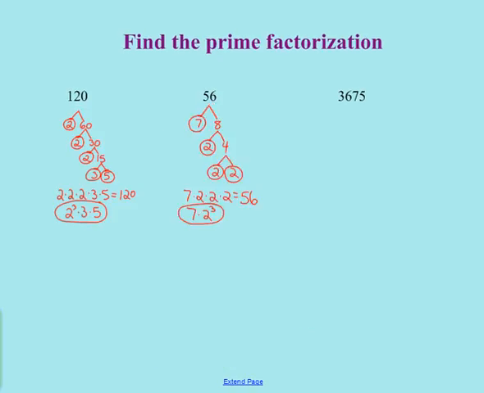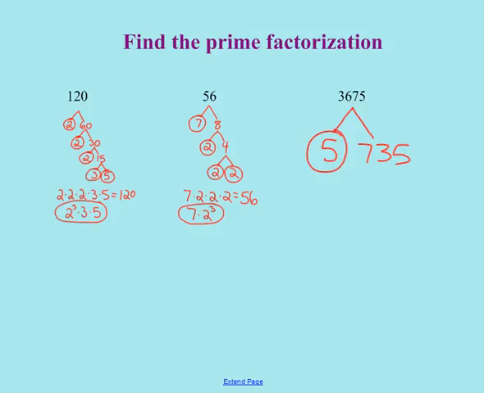And finally, our last example, 3,675. Now this is much bigger than the previous 2 numbers. However, you shouldn't worry, because if you know some of your prime numbers, and you know some rules of divisibility, you can clearly see that this number ends in a 5, and so it's divisible by 5, and 5 is a prime number. So we can factor 3,675 into 5 times 735. Now, of course, if you need to use a calculator to do 3,675 divided by 5, go ahead and do so.